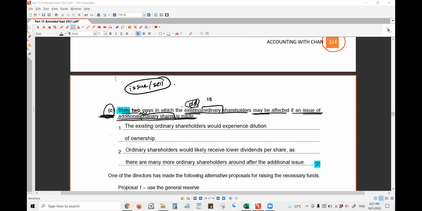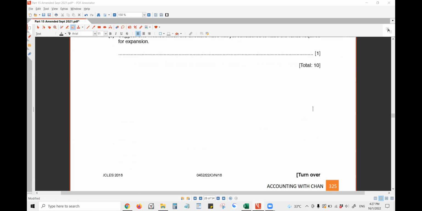Dilute. Yes, correct. It doesn't mean the chemistry term dilute, okay? But here it means becomes lower, smaller, or decrease. Correct. Okay, yeah, now we see the next one.